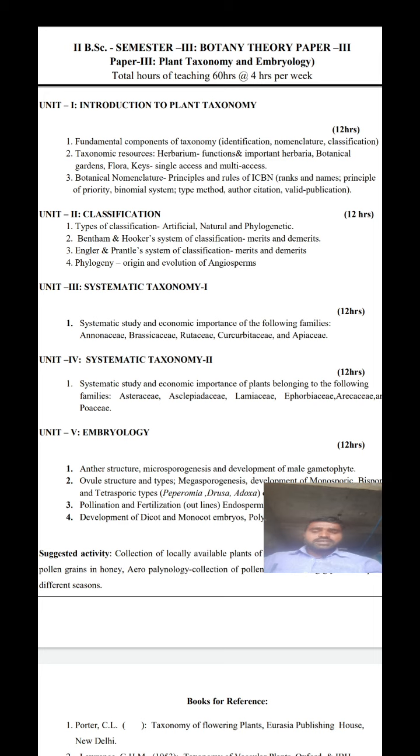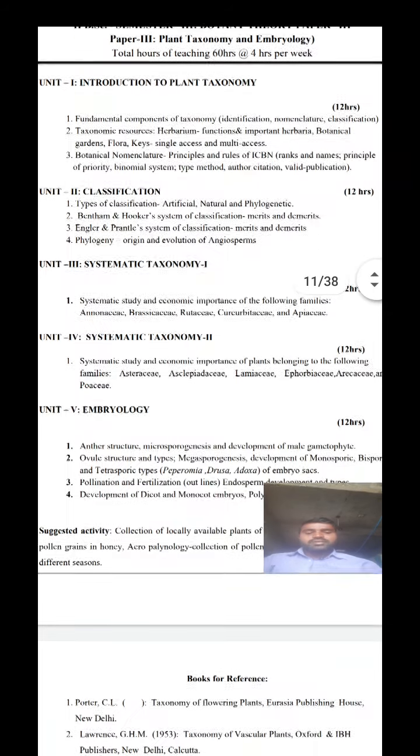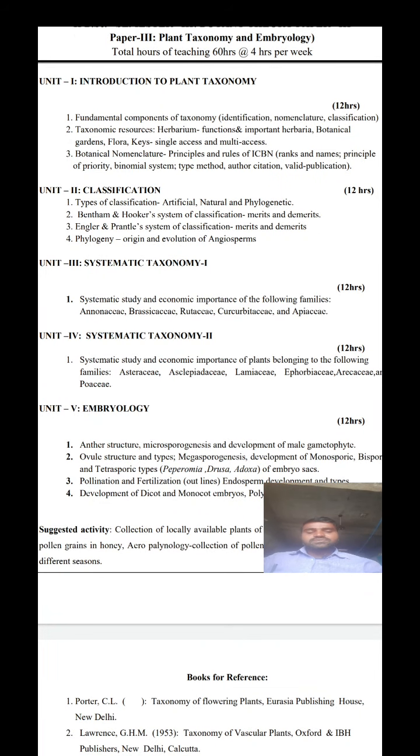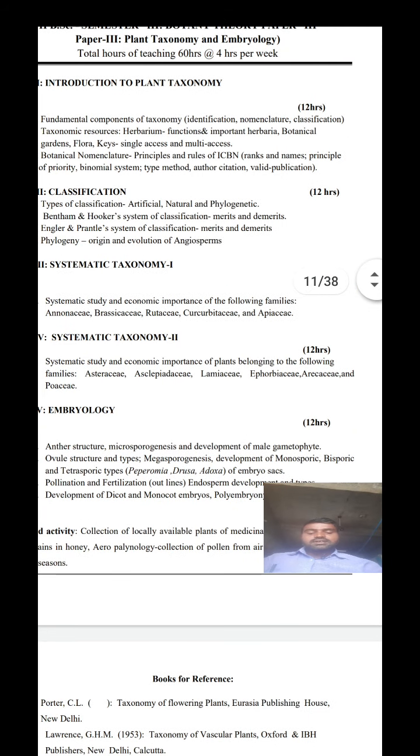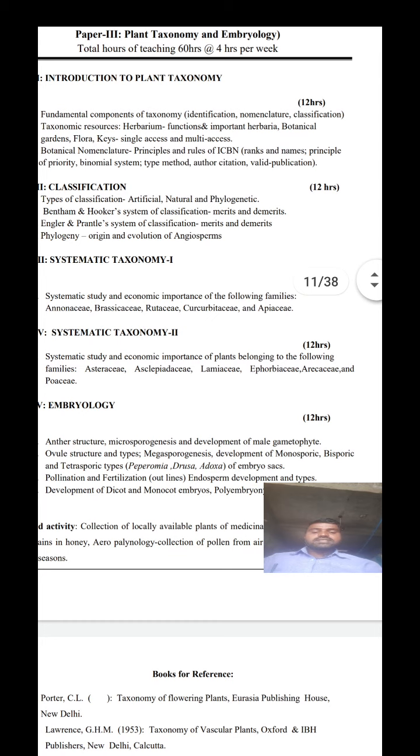At the same time, unit 4 is also systematic taxonomy. In this systematic taxonomy, another set of families is studied: Asteraceae, Asclepiadaceae, Lamiaceae, Euphorbiaceae, Araceae and Poaceae. These are the other families we study in this unit, along with their systematic study and economic importance.